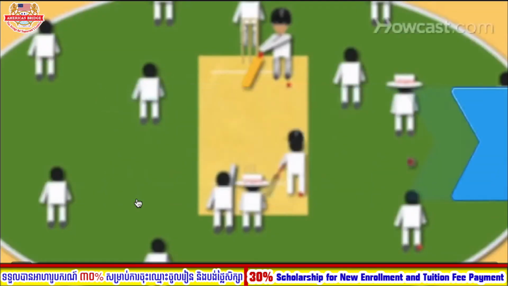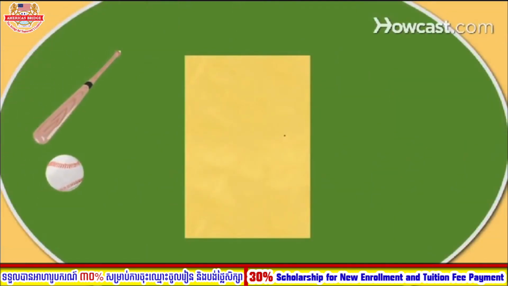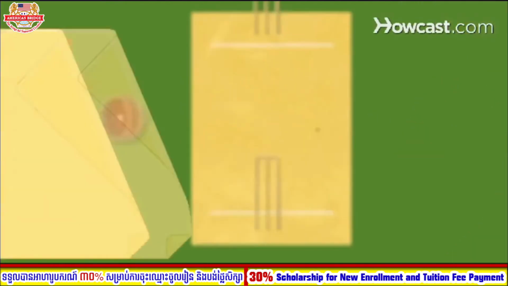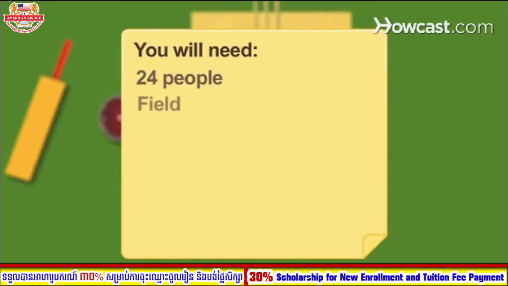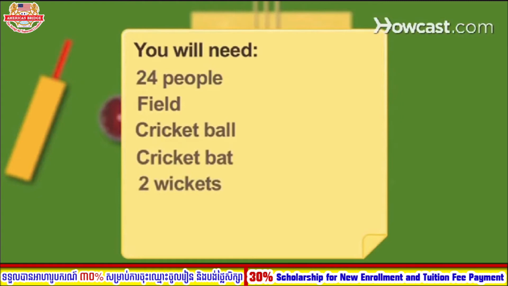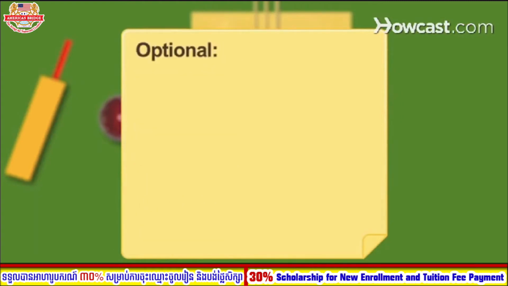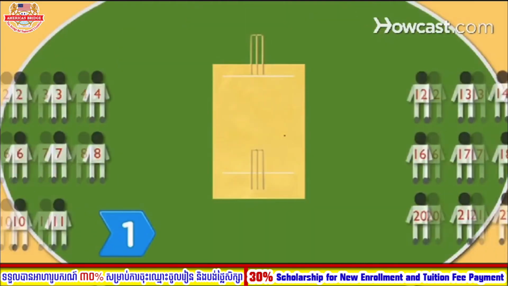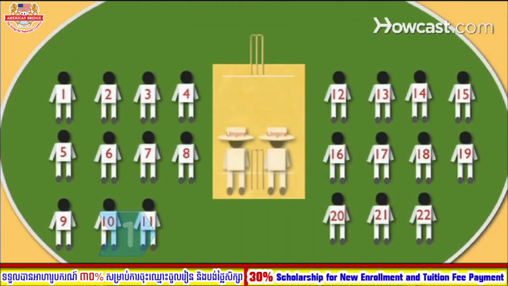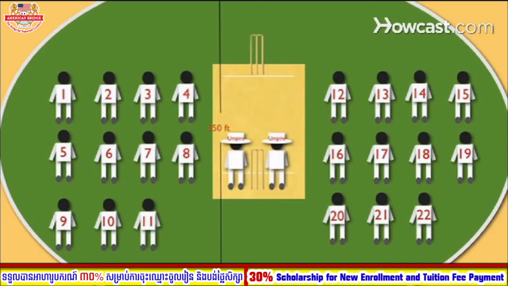How to play cricket. If you think that regular classic baseball is getting a little stale, spice up your sports life with a little English-bred cricket. You will need 24 people, a cricket field, a cricket ball, a cricket bat, 2 wickets, 6 stumps, 4 bails, and gloves. Optional, protective gear. Step 1. Gather 22 players and 2 umpires on a 350-foot-long oval-shaped field with a 66-foot-long playing area, or pitch, in the middle, and divide the players into 2 teams.